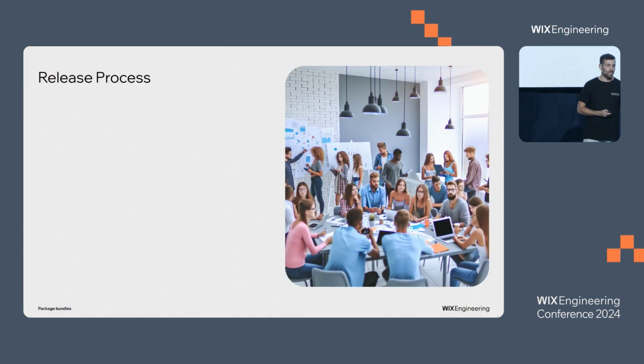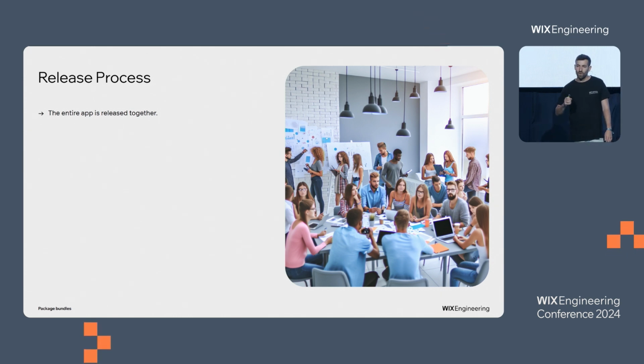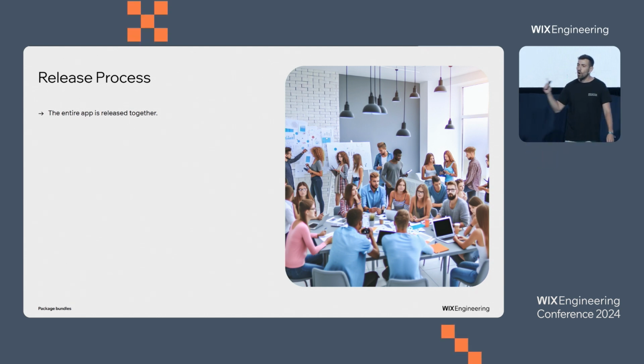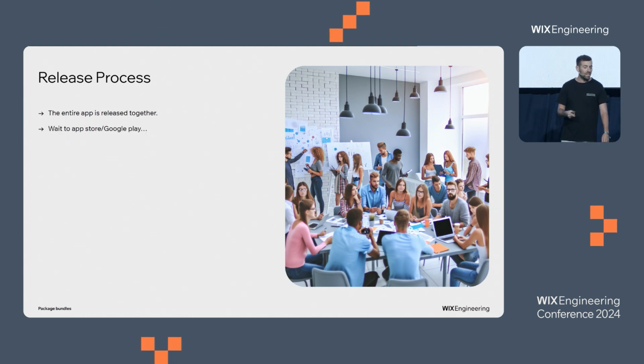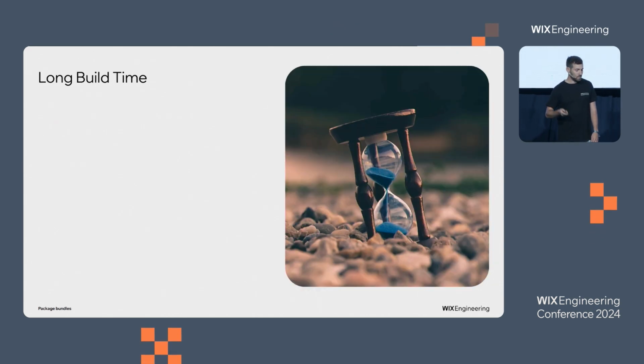And what are the consequences of this? First, let's focus on the release process. The entire app is released together. Once in a week, we have something called release cycle, where we take all the new modules and release a new version. Let's take a module, for example, like bookings, and say only bookings was changed. Still, we have to build the entire app from the beginning. And after this release process is done, we still have to wait for the App Store and Google Play 2 or 3 more days in order to approve our app.